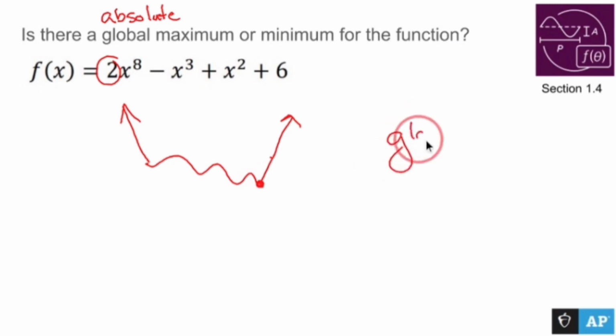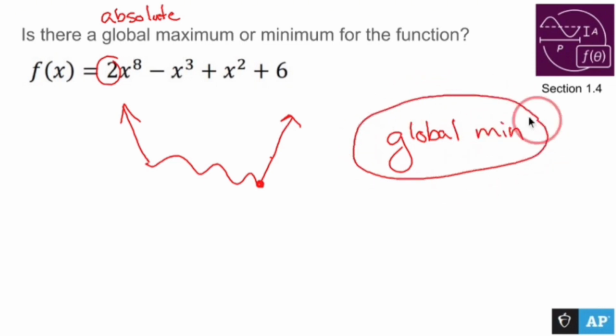So that's basically our answer. The question was not where it happens, not when it happens, but do you have a global maximum or a global minimum? Well, in this case, we're going to have a global minimum just based off of this leading coefficient right there.